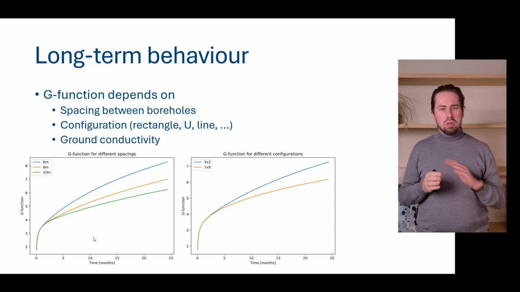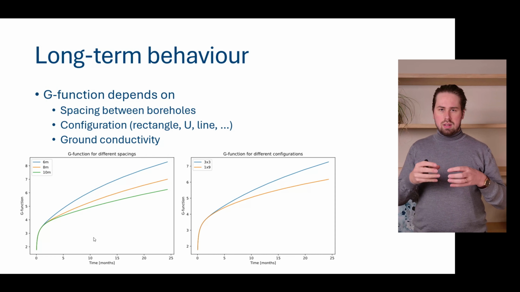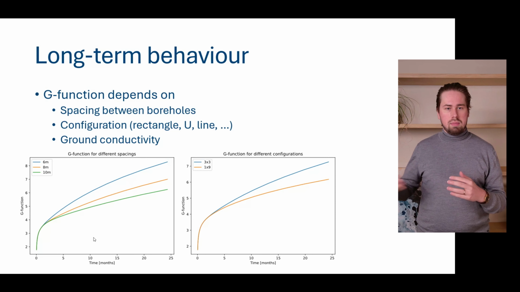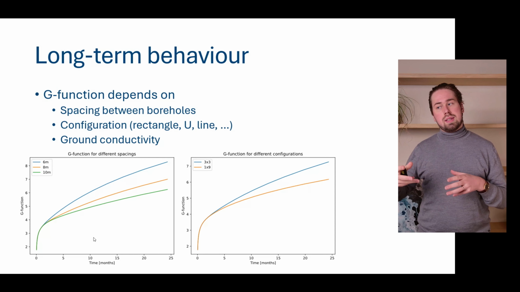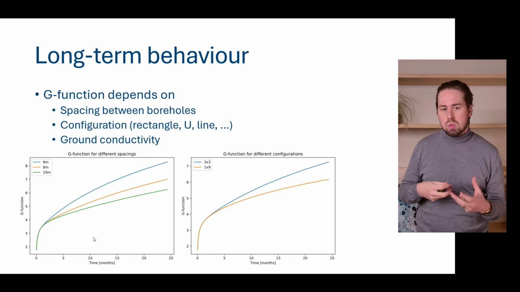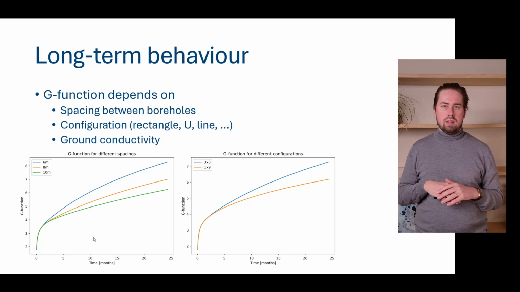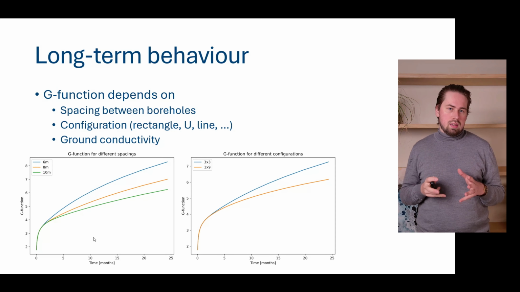So we have the blue line from 6 meters borehole spacing. These boreholes notice each other a little bit sooner than 8 and 10 meter spacing. So this line deviates faster because there is interaction already somewhat sooner. And then we have our 8 meters deviating from our 10 meters as well. So that's for borehole spacing.